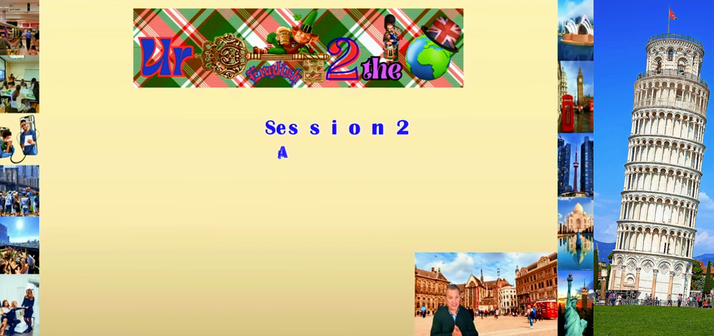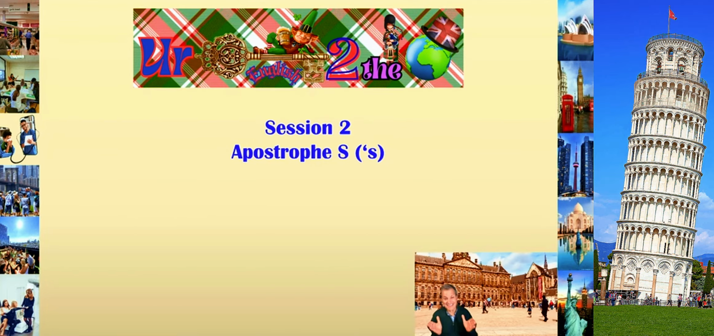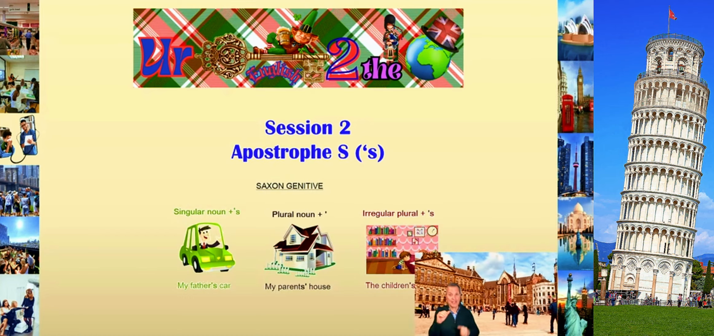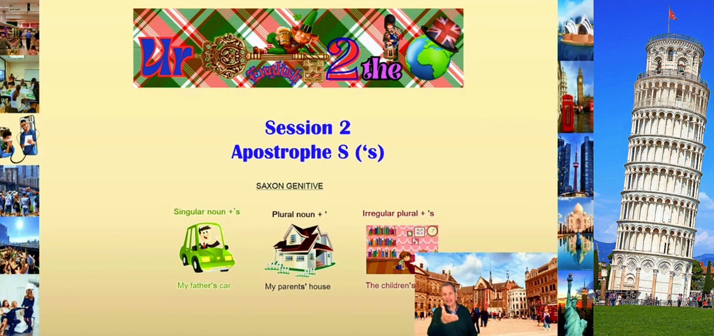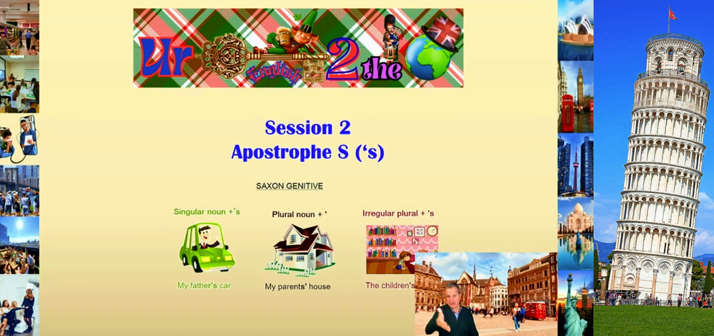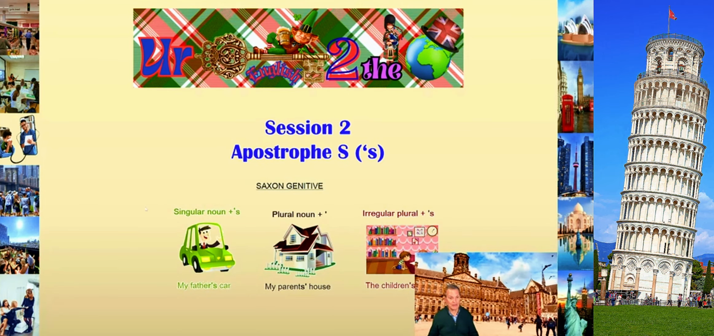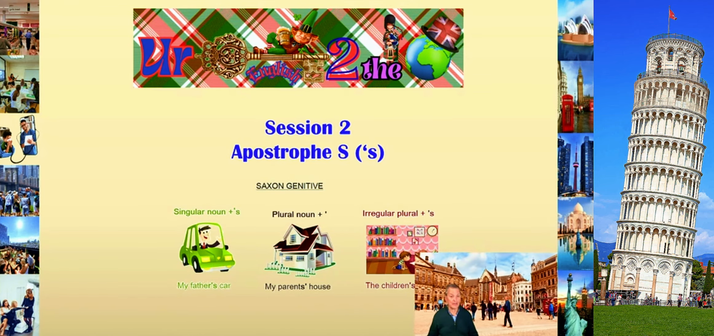Alright, and now we are here at a PowerPoint presentation, session 2, apostrophe S. Normally, in old times, it was known as the Saxon genitive, right? And here you can see in the image some examples of the apostrophe S used, first of all, with the singular noun, my father's car, and with the plural noun.